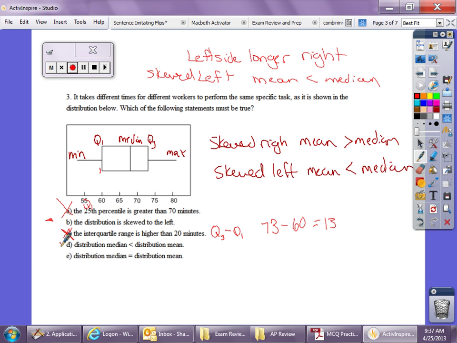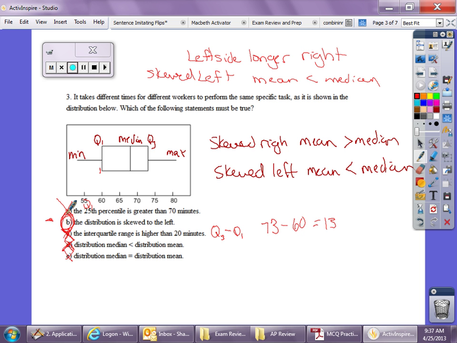The distribution, the median is less than the mean. I've indicated that I believe it to be skewed left, in which case the mean is less than the median. It's definitely not skewed right, so I'm going to go ahead and eliminate that statement. And the distribution median is equal to the mean. That would be true if it was a symmetric distribution. This clearly isn't symmetric. There's definitely slight skewness, and that skewness was direction to the left, so B is the correct answer.